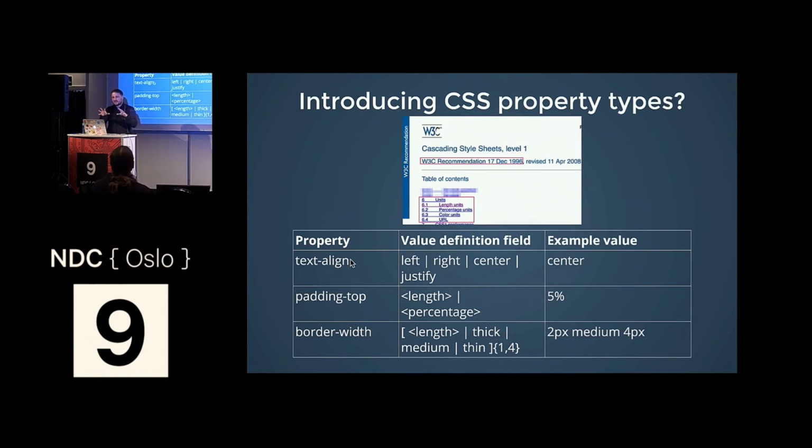You know that for text align, you have only dedicated values like left, right, center, justify. Everything else actually is not a valid text align value. For padding top, you can use length, percentage, some of these values. So you already know as a developer, if you're a CSS developer, some types are available for this property, but not for others. Border widths like length, medium, and some applied values there.